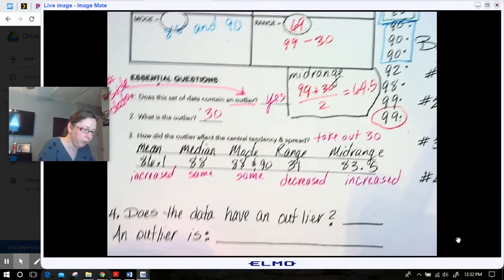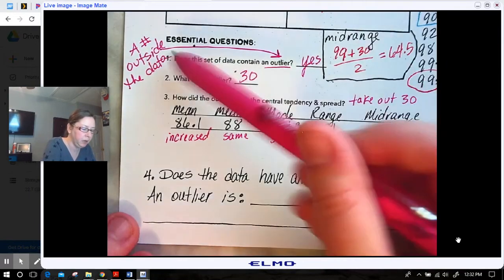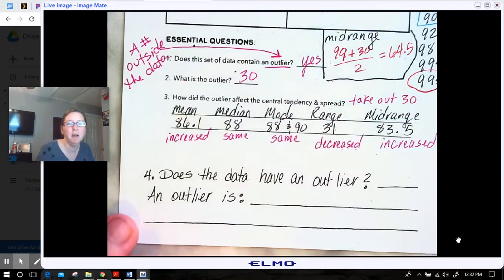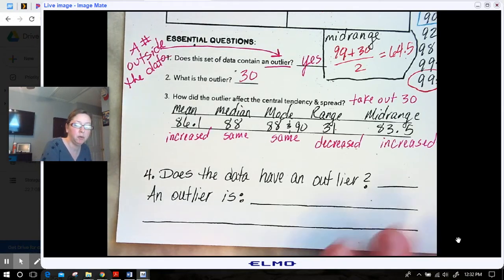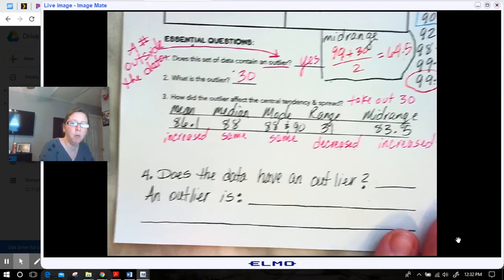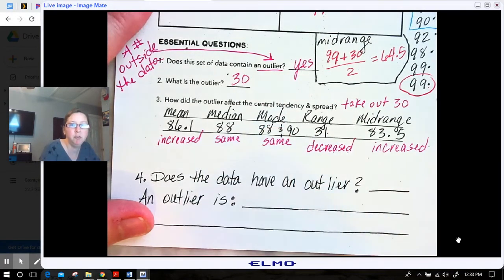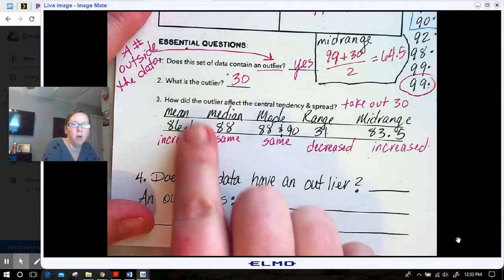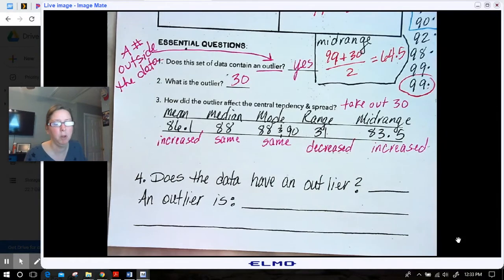So an outlier is, and we already kind of wrote that here, it's a number outside of the data set, okay? All right, great job. Now what we're going to do is get ready to go to the other side of our paper where we're going to take all this information and visualize what increases and what decreases by looking at a box and whisker plot.